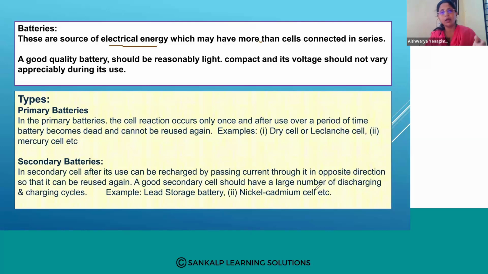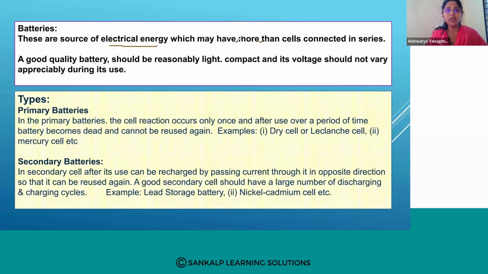We'll see it one by one now. If we want to study all the examples in detail, we'll see what these actually are, how the construction is made, and what the applications are. Examples of secondary batteries are the lead storage battery and the nickel cadmium storage cell.